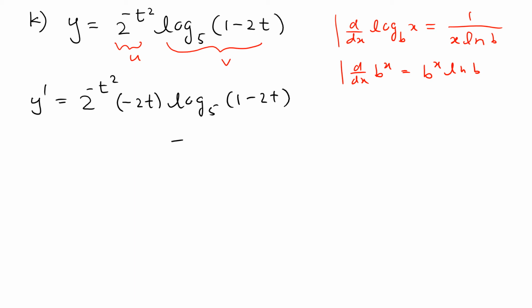And then plus the second term, so we repeat u. So what we have only u prime v, that's what we wrote, u prime v. Now we can write u v prime, the other one. So that means it is 2 to the negative t squared, and then we need to multiply by the derivative of the log function.